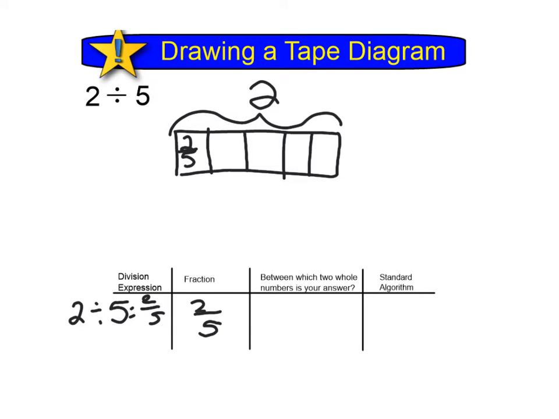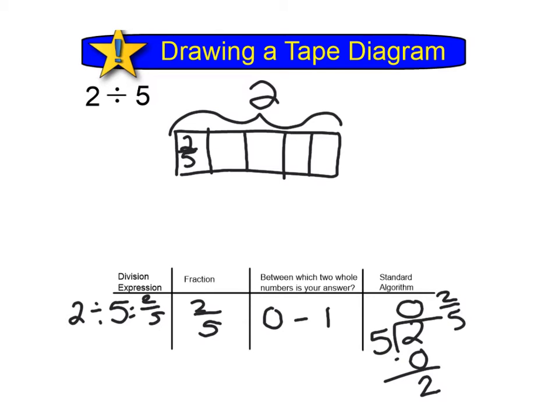It says, between which 2 whole numbers is your answer? Well, 2/5 is a fraction that's more than 0, but it's less than 1. So it's between 0 and 1. The standard algorithm, just like yesterday, I take 2 and I divide it by 5. And 5 can go into 2 0 times. 0 times 5 is 0. I subtract and get 2 left out of 5. So my answer is 2/5.